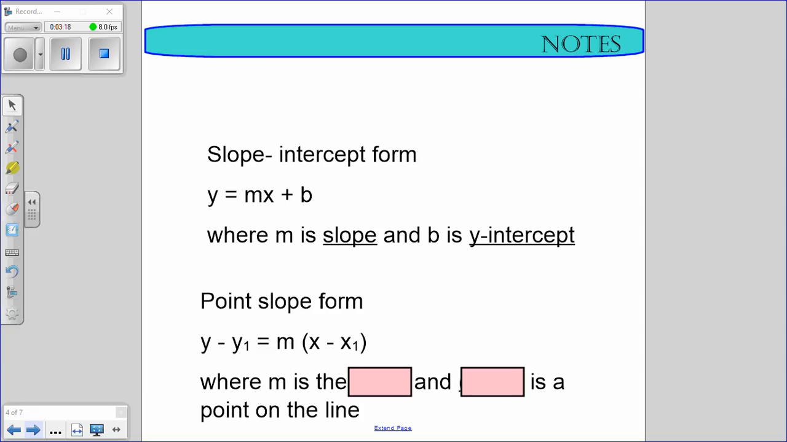y minus y1 equals m times x minus x1, where m still is the slope. And my x1, y1 is a point on that line.